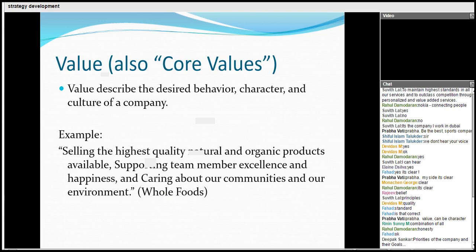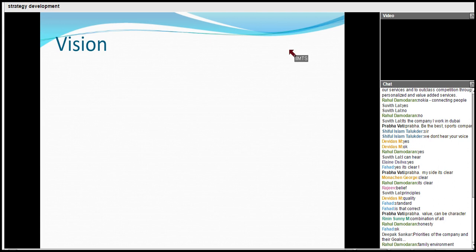Let's look at another example. No, I think I already got one example. Now the next is vision. Yeah, like family environment, like Rahul said. Yeah, you want to make sure that the environment is conducive. You feel like you're at home, you're in a family. It's important to them. Now the third is vision. Now let's look at vision. What do you understand by vision before we go on?